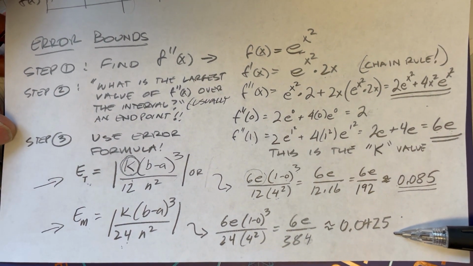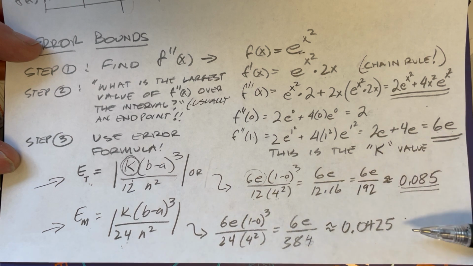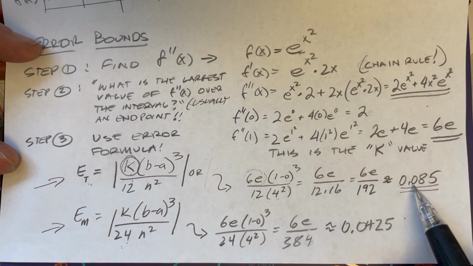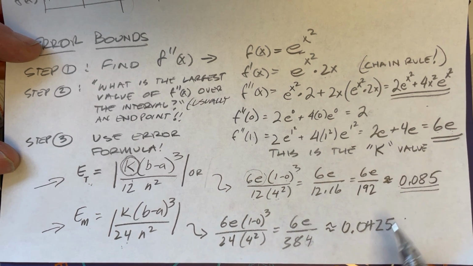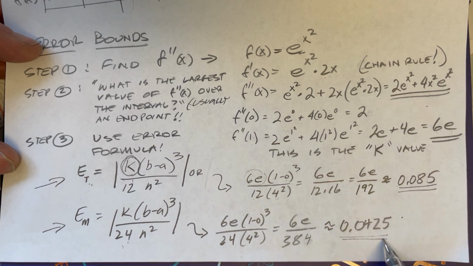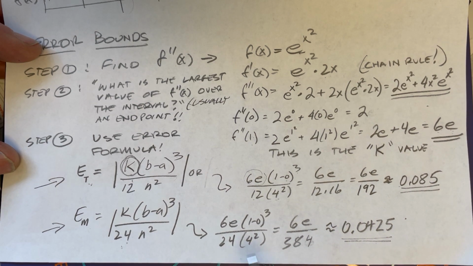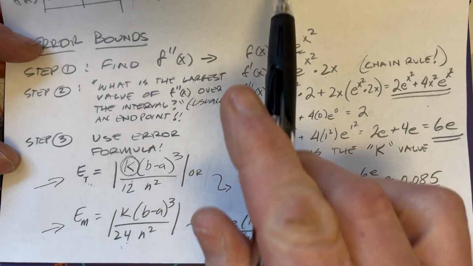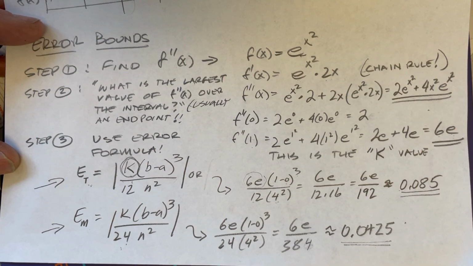Here's the next one for the midpoint. Again, it's more accurate. I go from 0.08 to 0.04, twice as accurate, half the error. And again, that's borne out by the actual approximations I found earlier, okay?